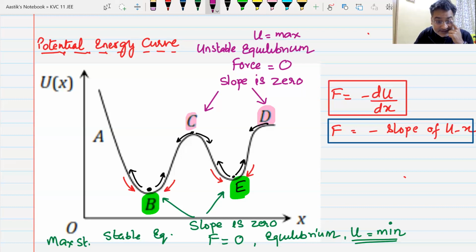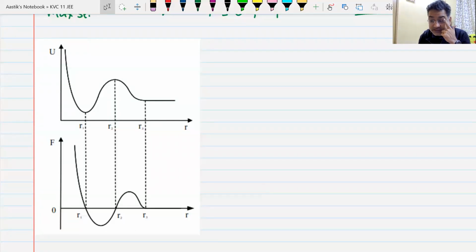Force is the negative slope of potential energy. Where the slope of potential energy is positive, force is negative. When the slope is negative, force is positive.